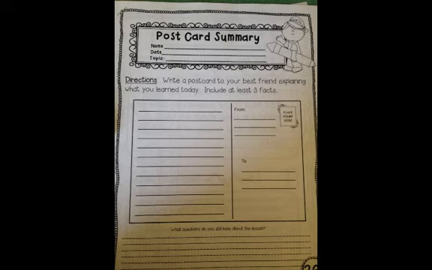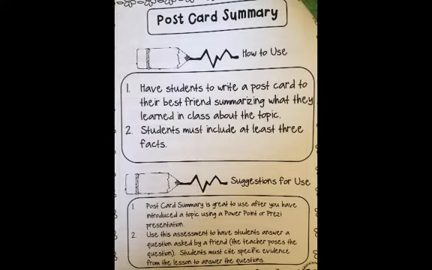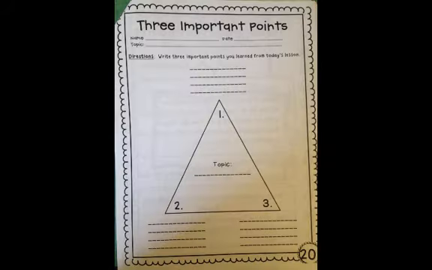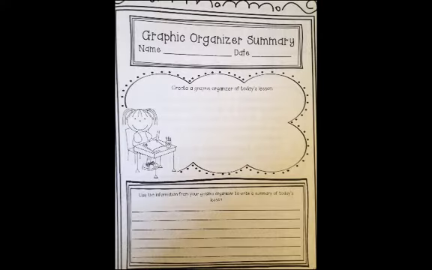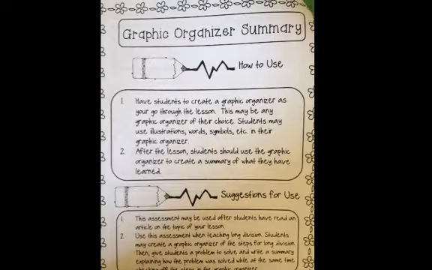The postcard summary asks students to write a personal postcard to their best friend, explaining what they learned today. The postcard summary can also be used to collect questions about the lesson or as a ticket out the door. It is suggested that this method be used after a PowerPoint or Prezi presentation. 3 important points ask students to summarize their learning using the triangular outline, with the topic being studied written in the middle of the triangle. The graphic organizer asks students to create an organizer of their choosing, using illustrations, words, or symbols. This is a good one to use after reading an article or teaching a long mathematical process like division.